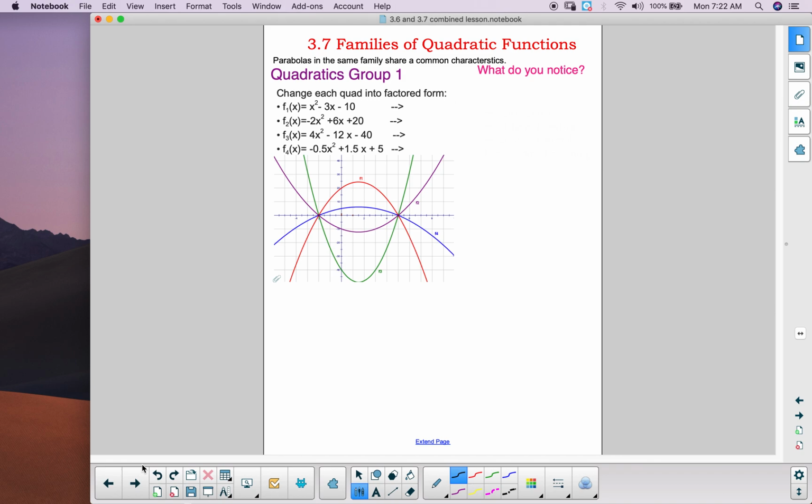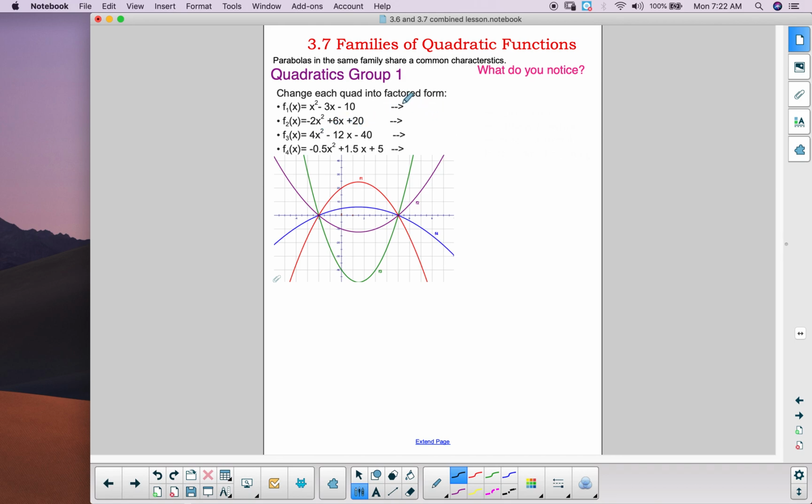3.7 is about families of quadratic functions. So you notice here I have 3 quadratics. They all pass through the same x-intercept. So they all have the same roots or same values of roots. But if you look at the functions I've plotted here, you have x squared minus 3x minus 10, negative 2x squared plus 6x plus 20.